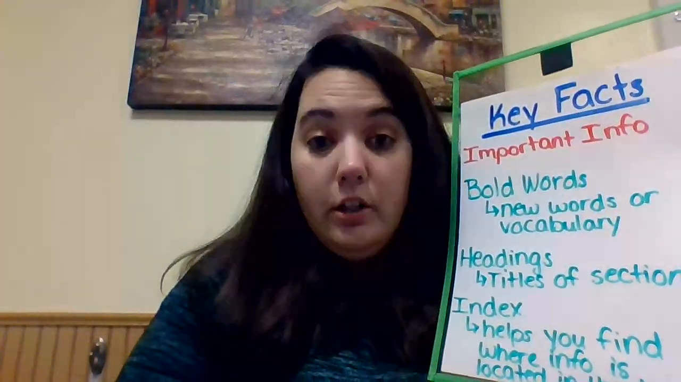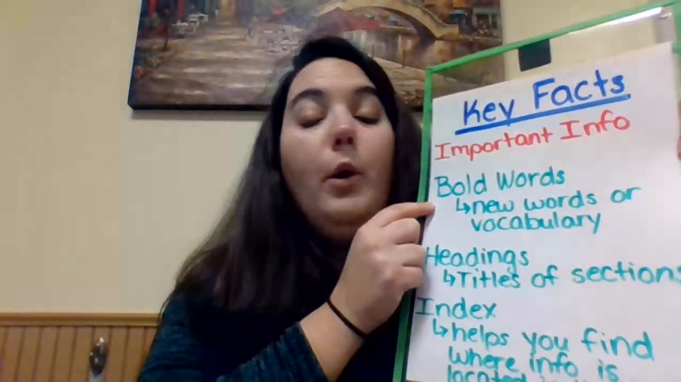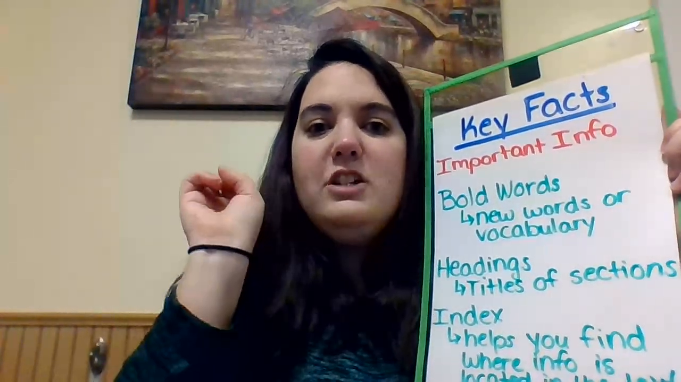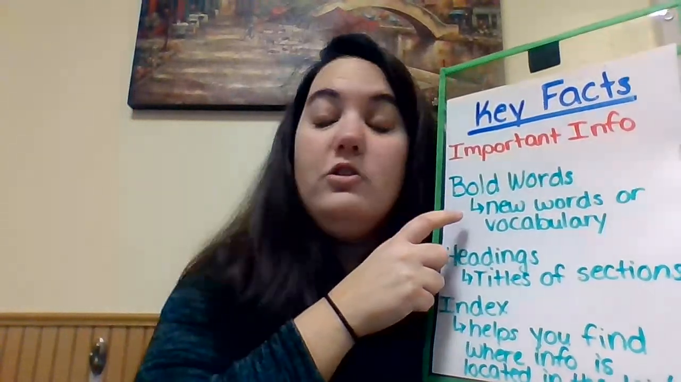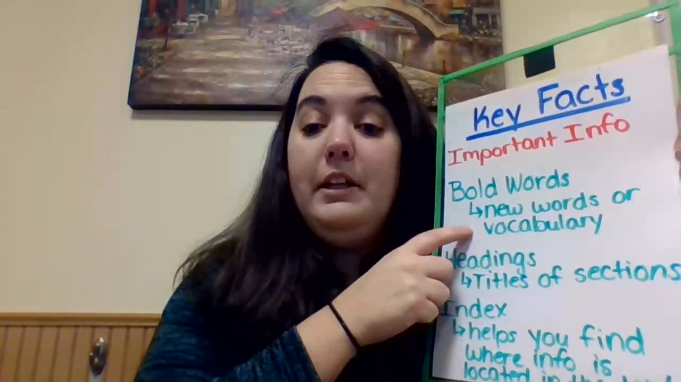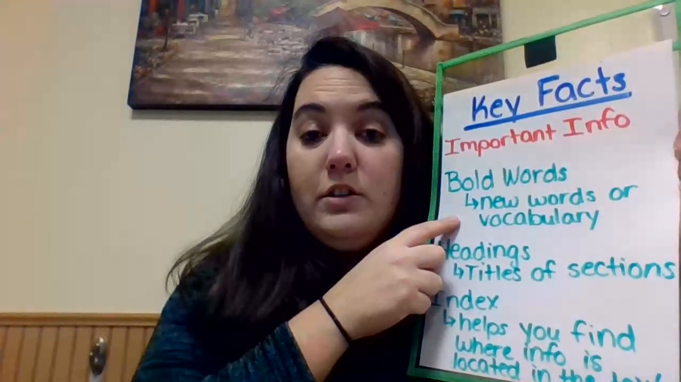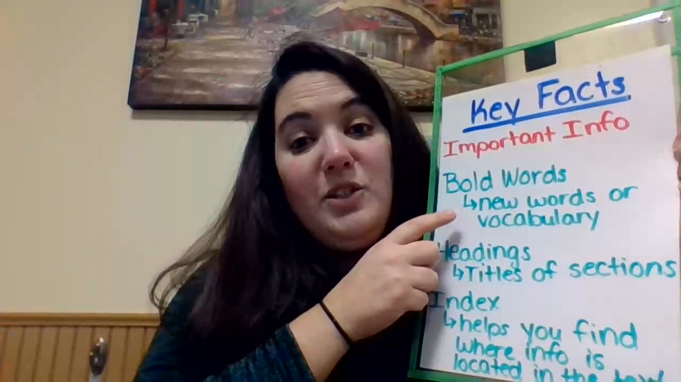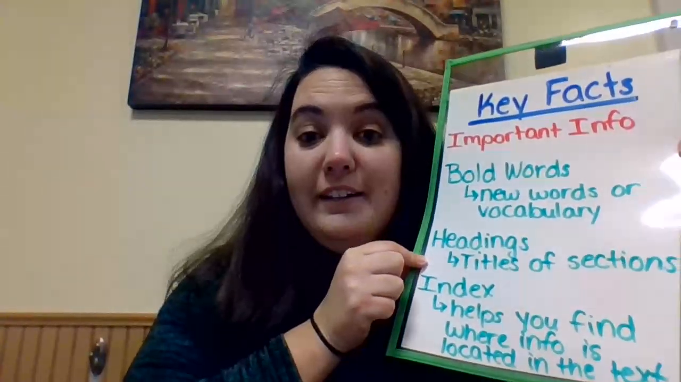Some things to look for that will help us know the most important information are bold words. Those are the words that really kind of jump off the page. They're darker than the other words or bigger than the other words. That usually means that it's a new vocabulary word or a word we are unfamiliar with. Bold words we can usually find in the glossary at the end of a book to tell us what those words mean.